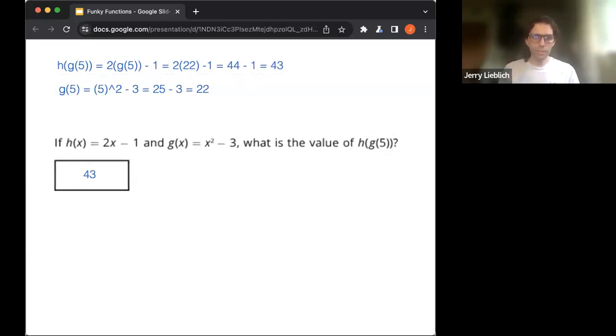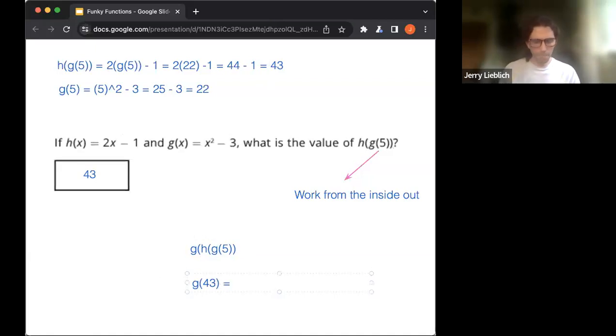So in general with these, work from the inside out. And you might even see multiple layers of this. It could be g of h of g of 5, in which case we would take that 43 and put it back into g, and it would just be g of 43 essentially, because we know h of g of 5 is 43. So it's just the same thing. You work from the inside. I get g of 5, I get h of g of 5, I get g of h of g of 5. And let's just do that.